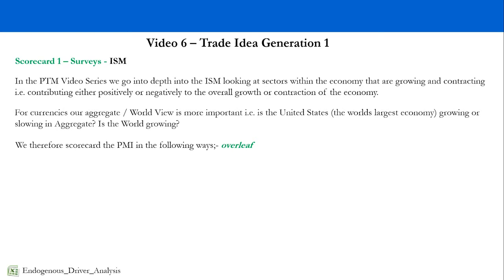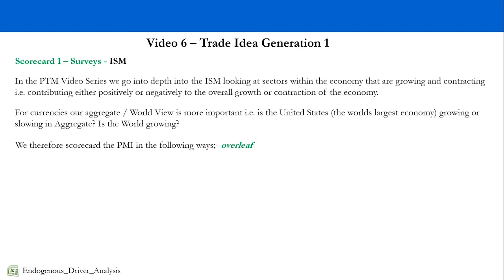Now, in the PTM video series, we do go into a lot of depth into looking at sectors within the economy. So sectors that are growing and contracting, so either contributing positively, or contributing negatively to the overall growth or contraction of the economy. With currencies, the aggregate or worldview is more important. So the United States, as the world's largest economy, growing or slowing in aggregate. Is the world growing? Is the world contracting? That's all we really care about at the worldview level.